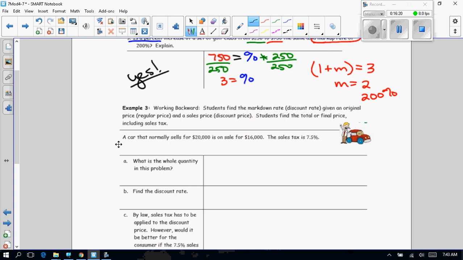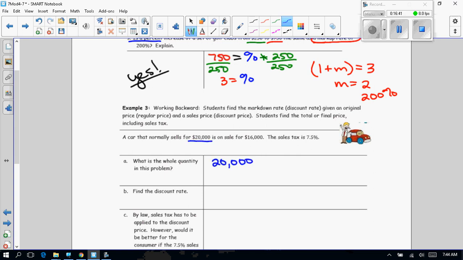So a car that normally sells for $20,000 is on sale for $16,000, right? And the sales tax is 7.5%. What is the whole quantity of this problem, right? What's the whole? Well, the whole in this problem is actually $20,000, right? That was the original price.